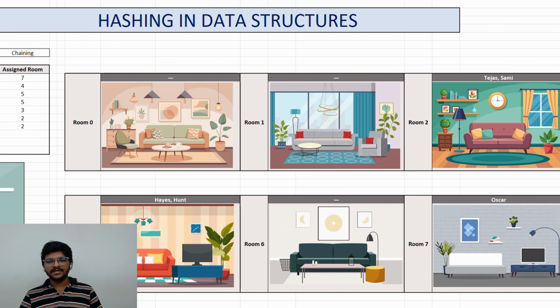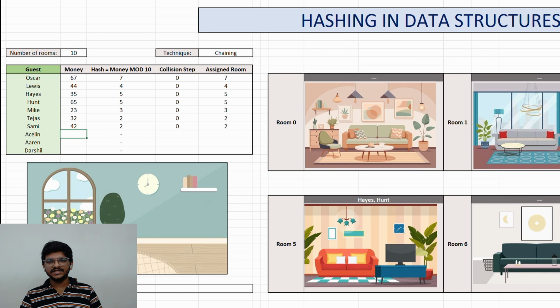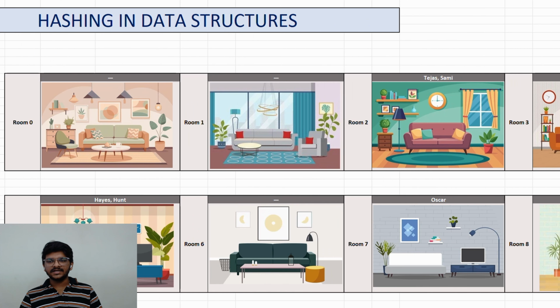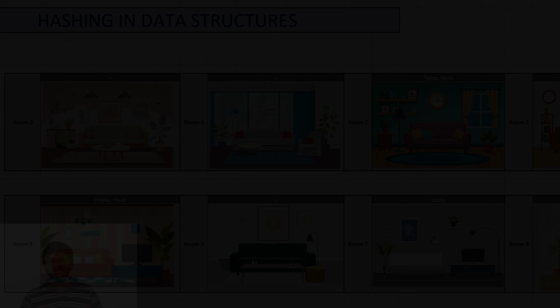There are many collision resolution techniques, one of them being chaining. So when applying chaining, I get assigned the same room, even though it is already occupied. But instead of overwriting or finding a new room, I have to share the room with Tejas. Applying this analogy, it is like a linked list assigned to the same index value.